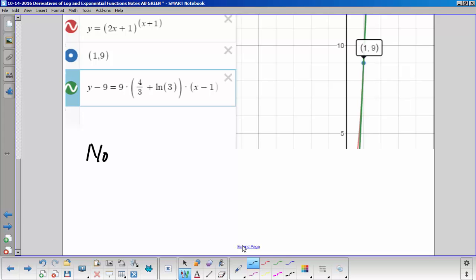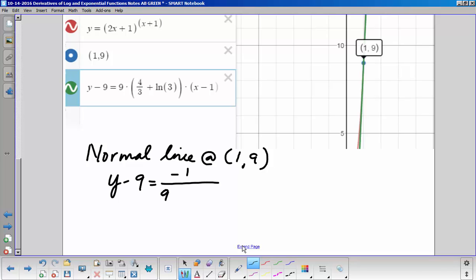The normal line at (1, 9) is going to be y minus 9 equals negative 1 over 9 times (4 over 3 plus the natural log of 3) times x minus 1, right? I just leave it like that.